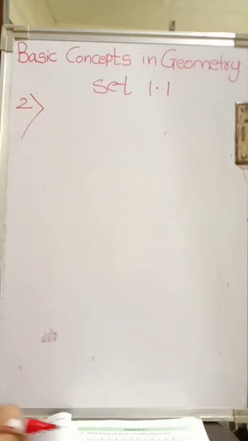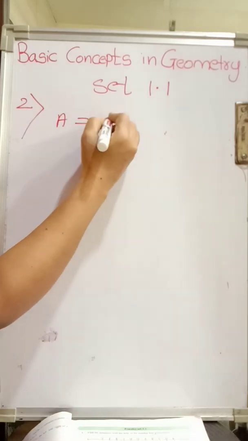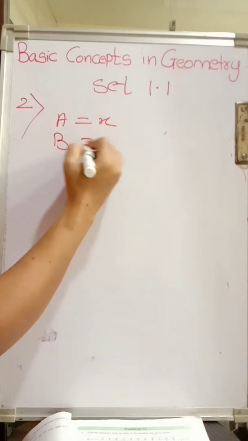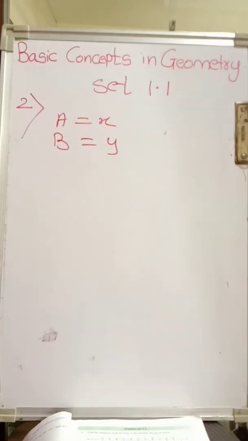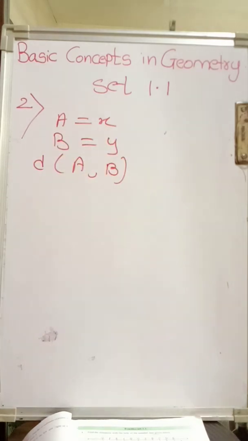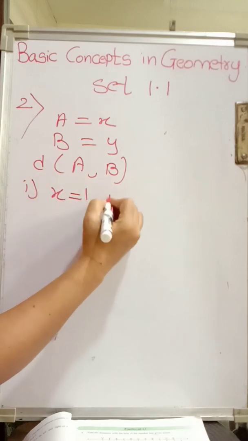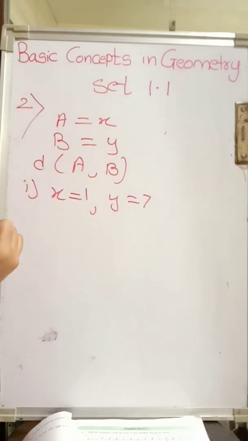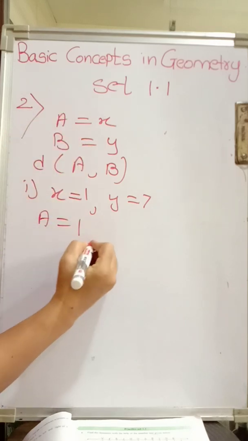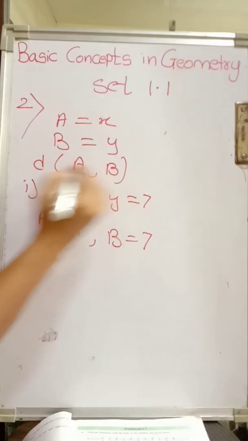What does question 2 say? If the coordinate of A is x and that of B is y, then find distance A comma B. This is your second question, and they have given, first, x is equal to 1 and y is equal to 7. So in short, A is equal to 1 and B is equal to 7. We have to find distance AB.